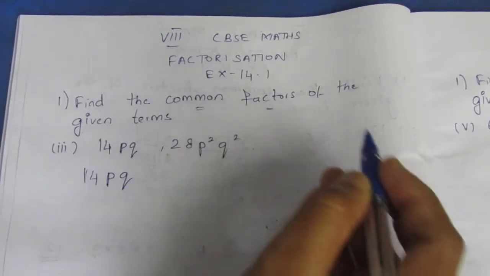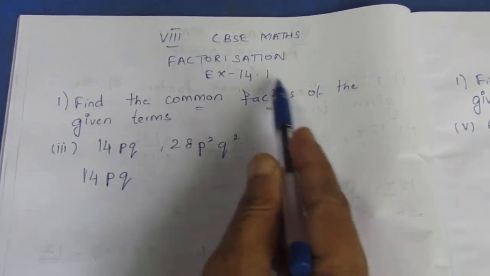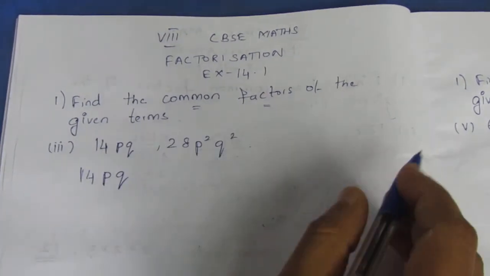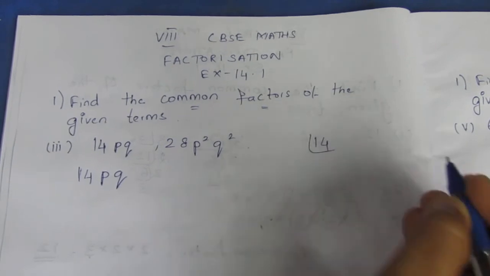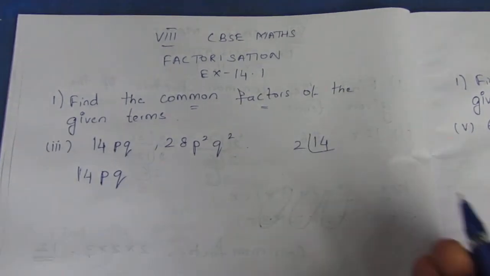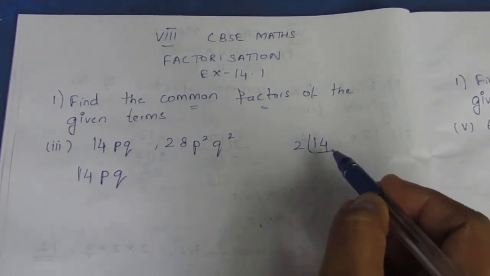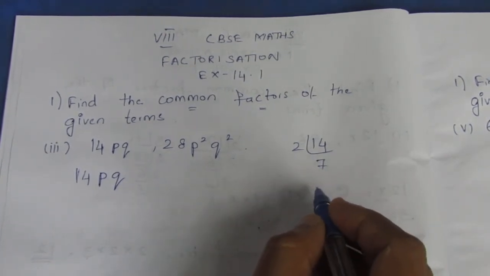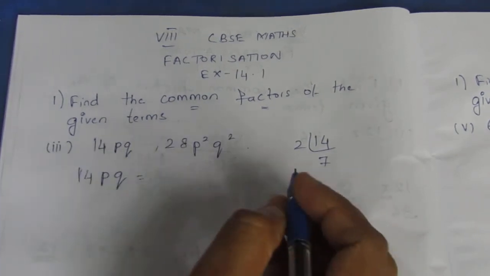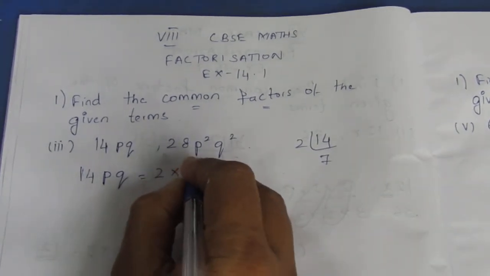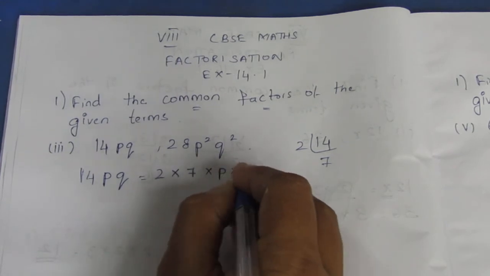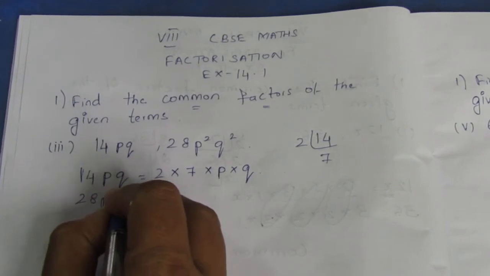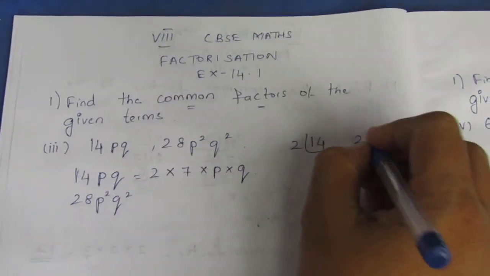Common factors means we need to do factorization, that is we are going to factorize the given terms. So 14, I am going to take 14 first. We know that it goes in two tables: 2, 4, 6, 8, 0 goes in two tables. So 2 7s are 14, and 7 is a prime number, further it can't be solved, so I am leaving it. Here it becomes 2 into 7 into P into Q. The same way for 28, P square, Q square.